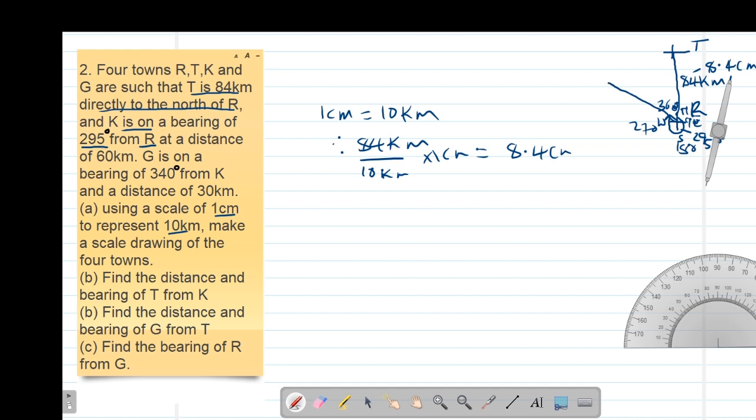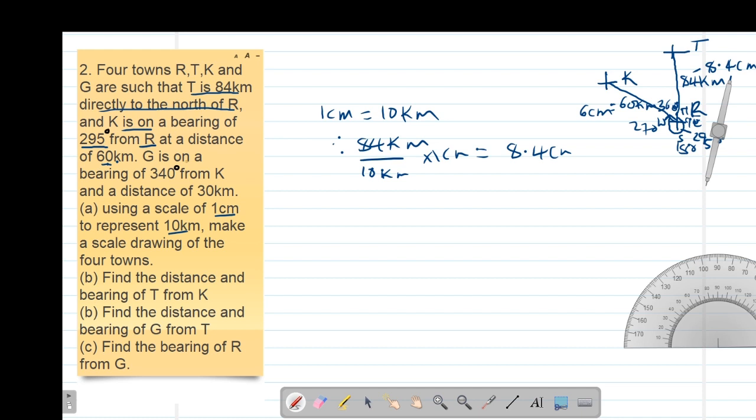We are told that K is on a bearing of 295 from R. So this one should take us to the point that we are calling K. So K is 295 from R. So this is our point K from R, a distance of 60 kilometers. So the distance from R to K is 60 kilometers. So 60 kilometers on our scale, we are going to divide by 10, which will be equivalent to 6 centimeters.